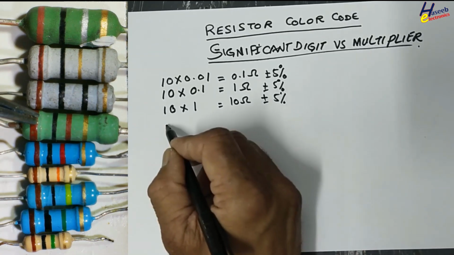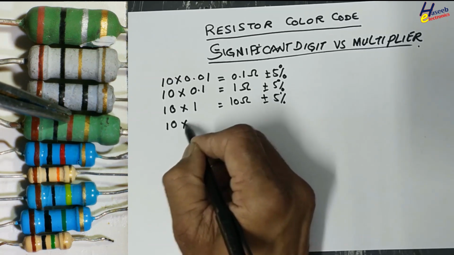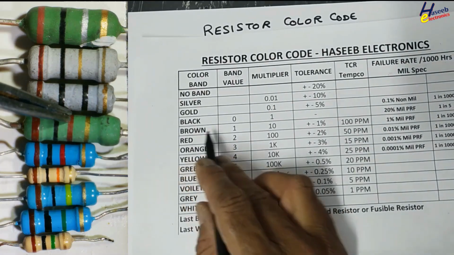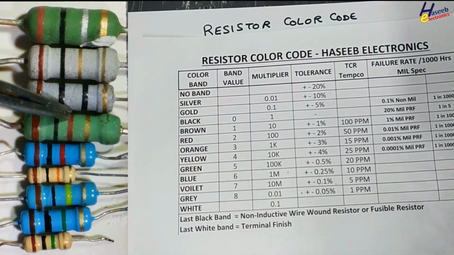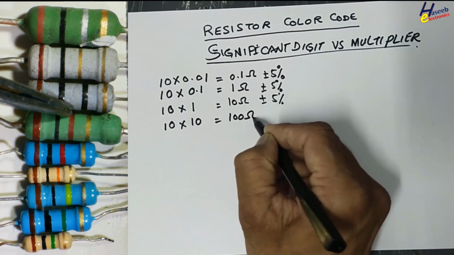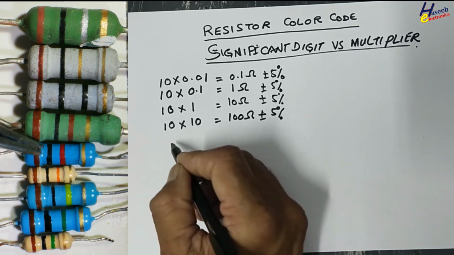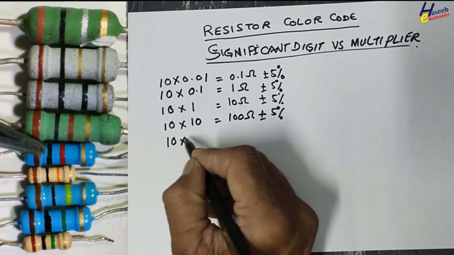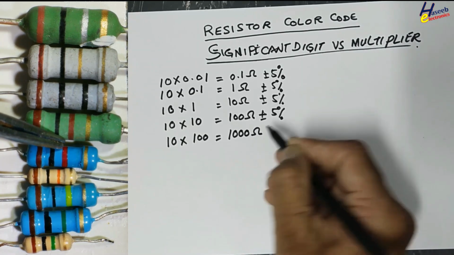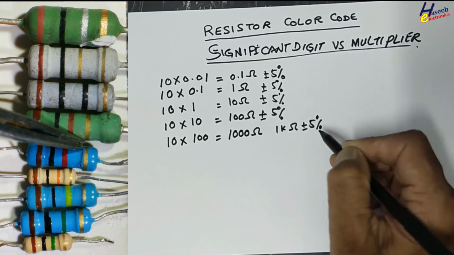Brown 1, black 0, then multiply with 10. Brown 10 multiplier, that means 100 ohm plus minus 5%. This resistor: brown, black, red, multiply with 100. 1000 ohms or 1 kilo ohm plus minus 5%.